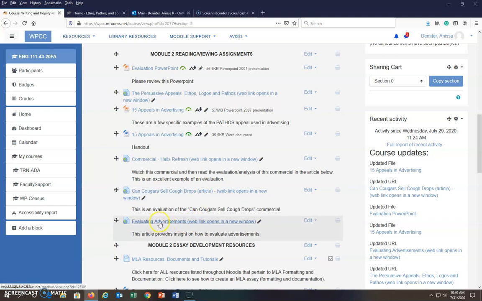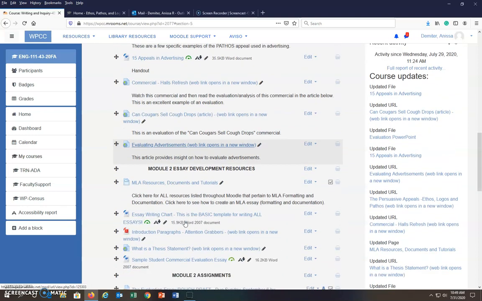And this particular link talks about evaluating advertisements. It offers a Forbes magazine article about how you evaluate effective advertisements. So it's a pretty good read.